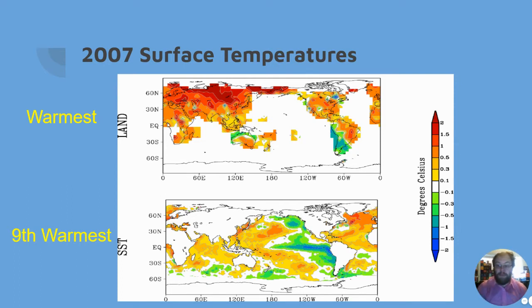Here we have the warmest and the 9th warmest surface temperature maps, and that's for 2007. So the land temperature at the time was the warmest. As you can see, it's very red, really high. And even the water, the surface temperature of the ocean, was the 9th warmest in 2007. It has since gotten warmer. So this is old data. This is no longer the warmest because it's been passed up many times since then. In the 15 years since, it has continued to increase.